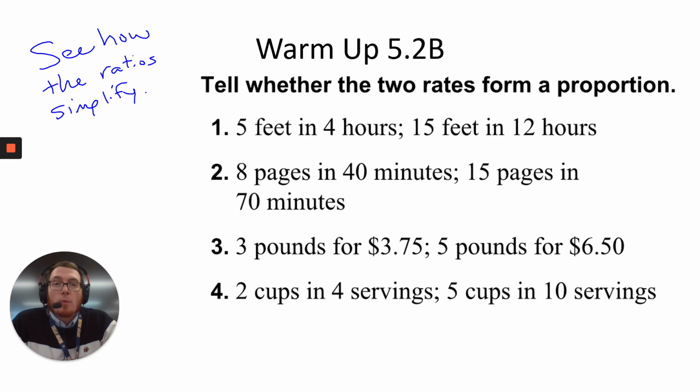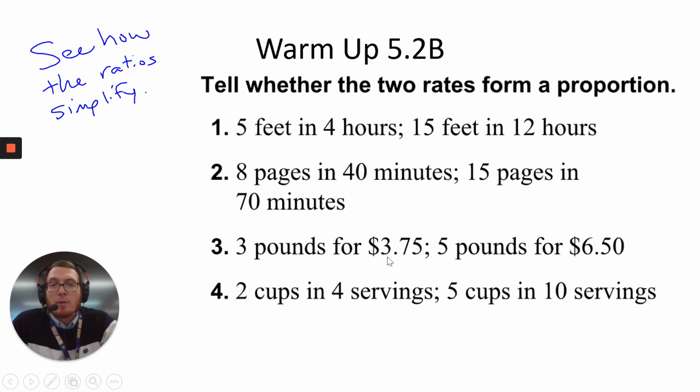So if you want to tell if two rates form a proportion, probably the easiest way is just to divide them out or find how to simplify both of them. So if you look at the first one, 5 feet in 4 hours would be simplified. So the question is, can you simplify 15 feet over 12 hours by, say, dividing both by 3 and seeing if it matches up? You could go through and do the same thing for all of these and simplify and see if they match. Your other option is you could find the unit rate.